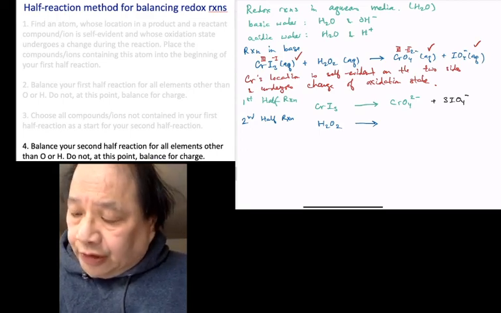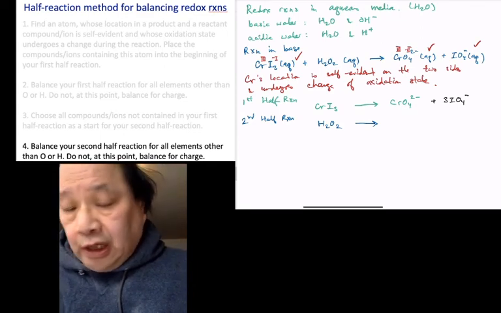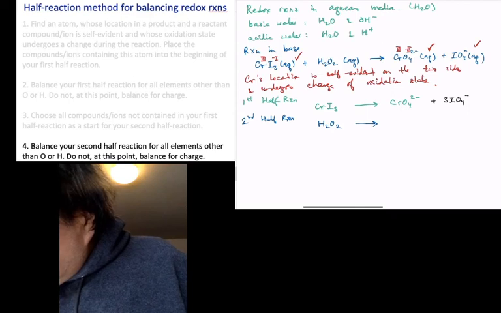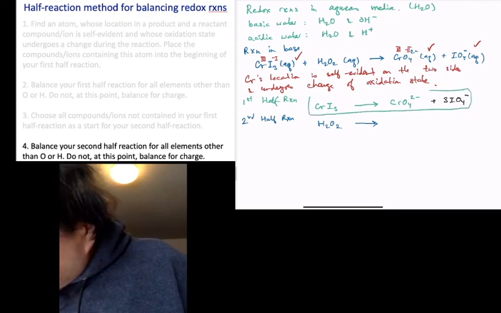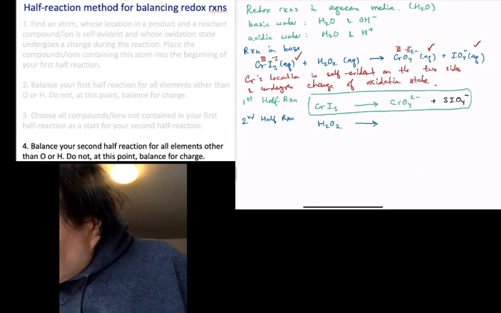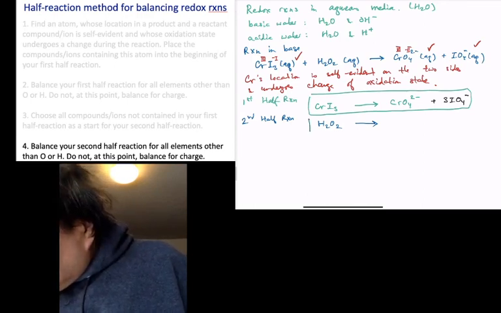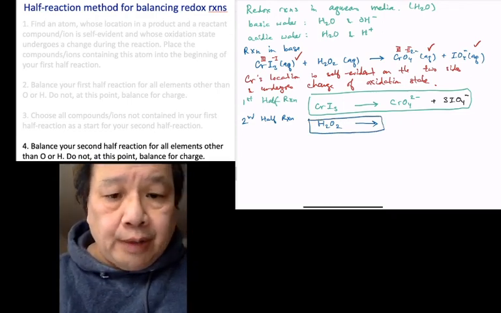And it turns out that the hard part of the half reaction method of balancing reactions is finding these two starter reactions. So having found this as the first half reaction and this as the second half reaction, it's all going to be easy peasy to complete the balanced reaction.